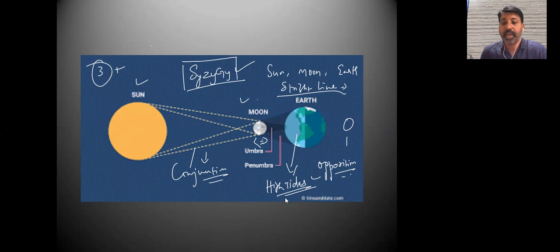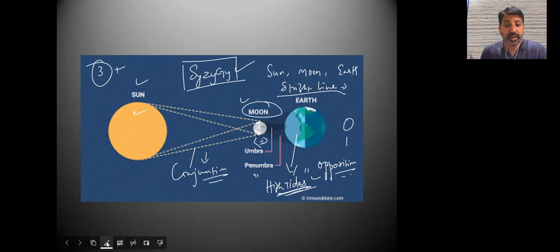It is clear. So high tides are nothing but the sea waves being higher in height or higher in speed. Everything will be high based on the impact of the sun as well as the moon. Am I clear? So this is called high tides.